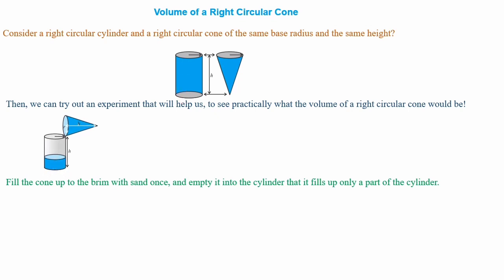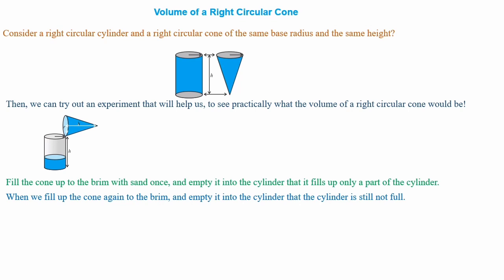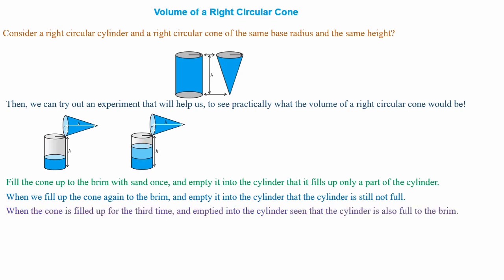Then we continue the same activity a second time: fill the cone up to the brim with sand and empty it into the cylinder. The second time also, the cylinder is not completely filled. Then we repeat the activity, and the third time, the cylinder is completely filled with sand.